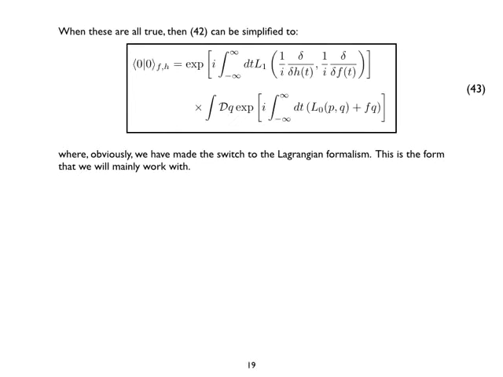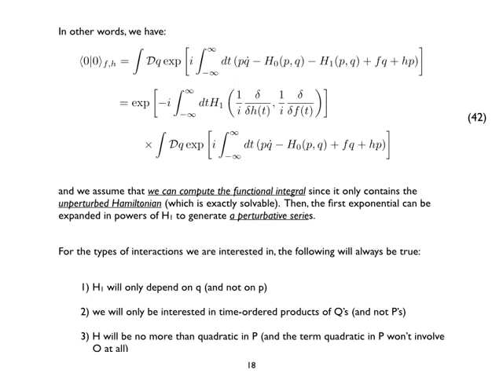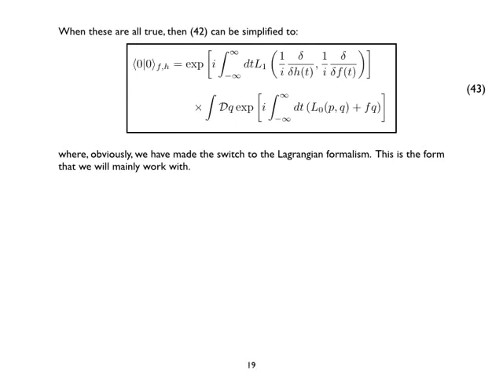And we said there's always some conditions. H1's only going to depend on Q, and we're only interested in time order products of big Q's, and H is not going to be any more than quadratic in P. Those are all just physics arguments.